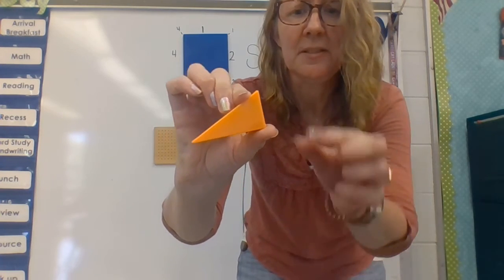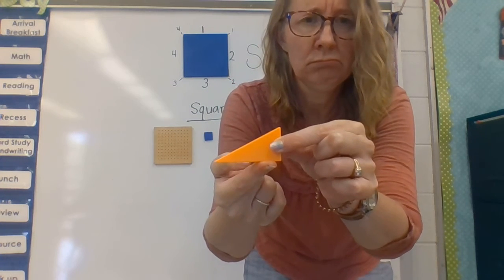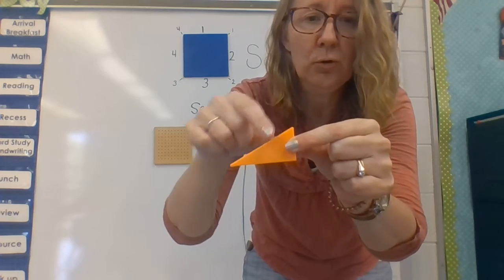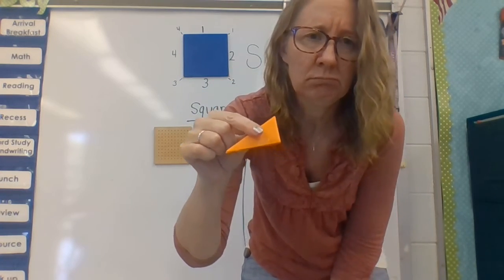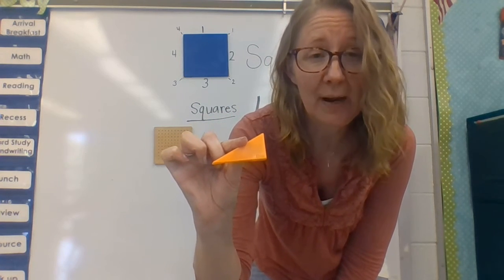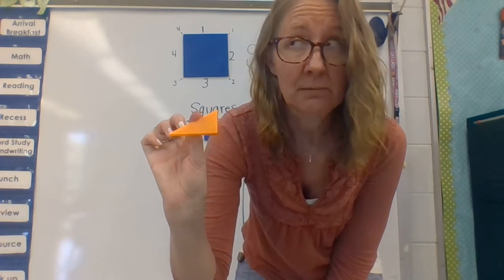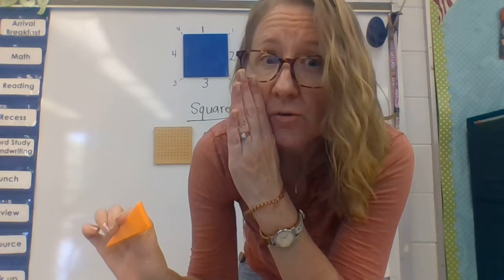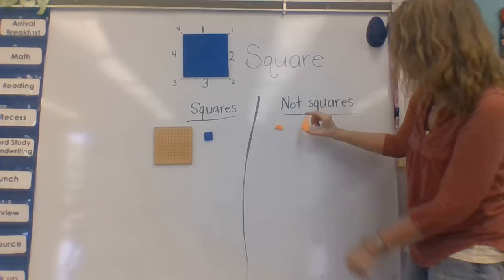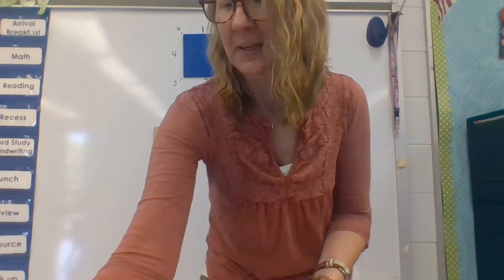Well, let's count the sides. 1, 2, 3. Well, let's count the corners. 1, 2, 3. It has 3 sides and 3 corners. Can this be a square? No. Do you know what this shape is? It's a triangle. But it's not a square, so it goes on the side that says not squares. All right, let's keep going.